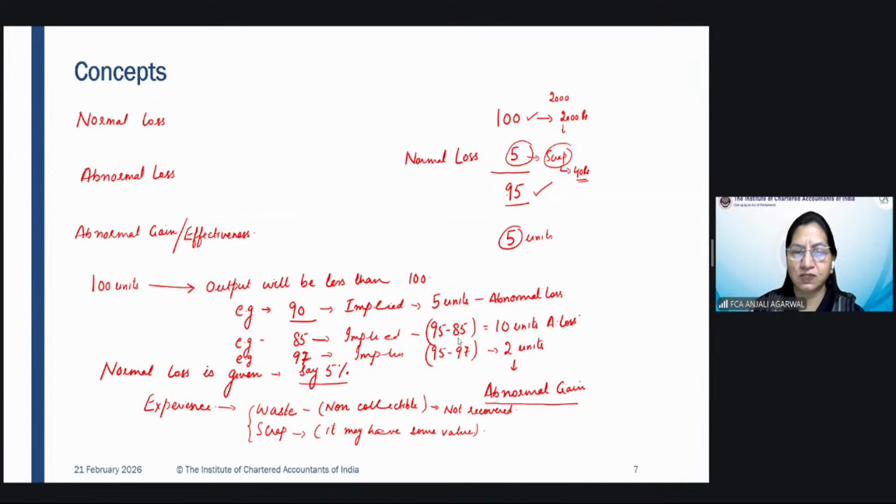the difference between expected and the actual output of that process becomes the abnormal loss. Now, this loss can be like waste or scrap. If it is not collectible and nothing is recovered, it becomes waste. If it is collectible, then it is possible that it may give you some value or it may not. If it doesn't give any value, again, it goes waste. But if it gives you some value, it can be sold as scrap. So the whole idea is that good units should be able to bear the entire cost. But if normal loss is able to generate something, we will not charge the good units with that cost.